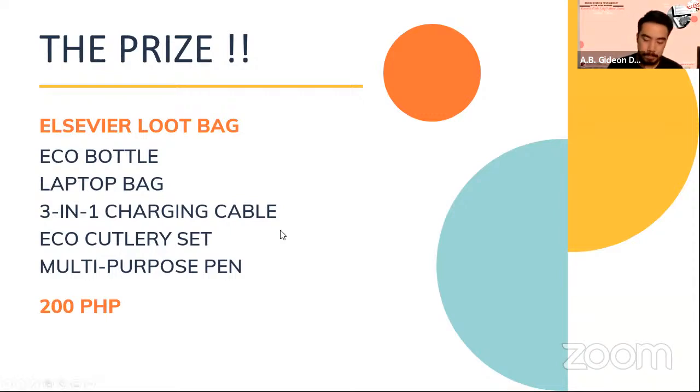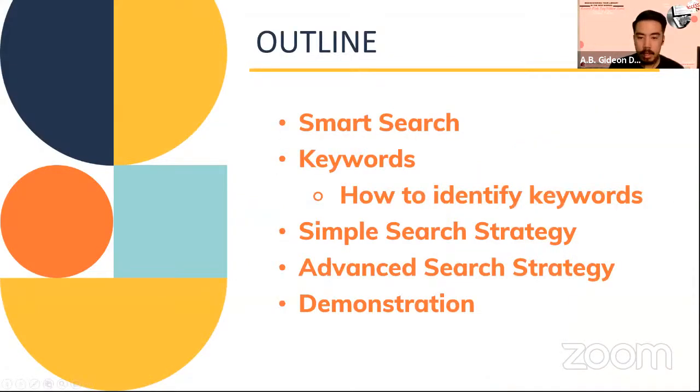Okay, so this is an outline of my entire presentation. So first, let's define what is smart search, as well as obviously keywords, which is very essential in our research process, and then the basic and advanced strategies that we're going to employ, right? And then obviously a short demonstration. Okay, so let's move along.